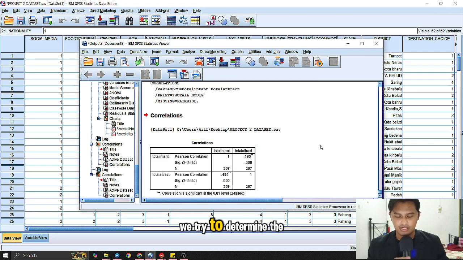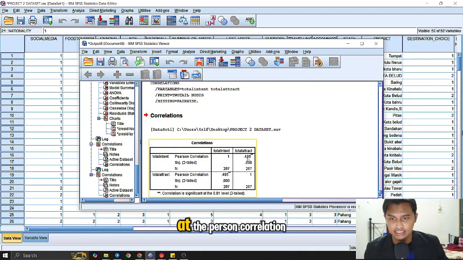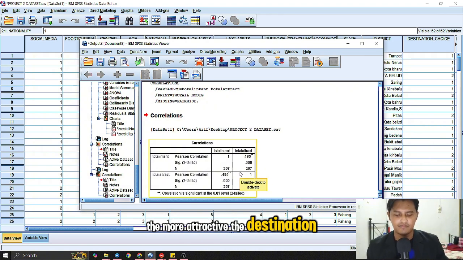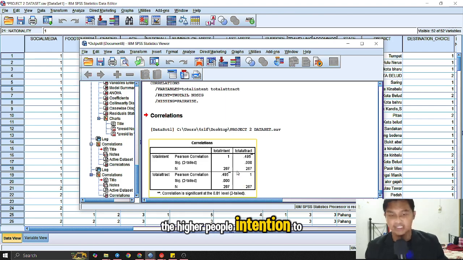And then we try to determine the direction of the relationship. Here, as you can see at the Pearson correlation, 0.495, there is no negative. Also at the total attract, there is no negative here. It means it's really positive. It also means that the more attractive the destination, the higher people's intention to travel.